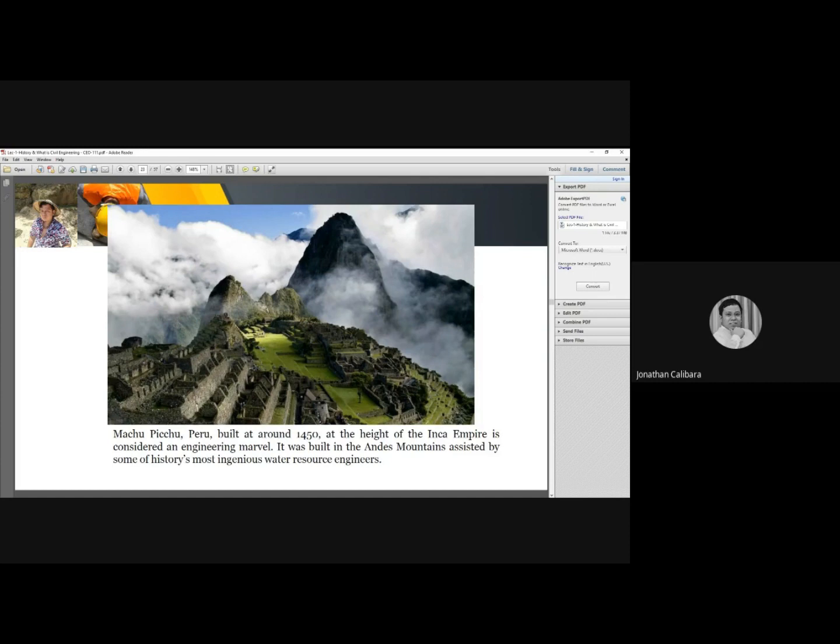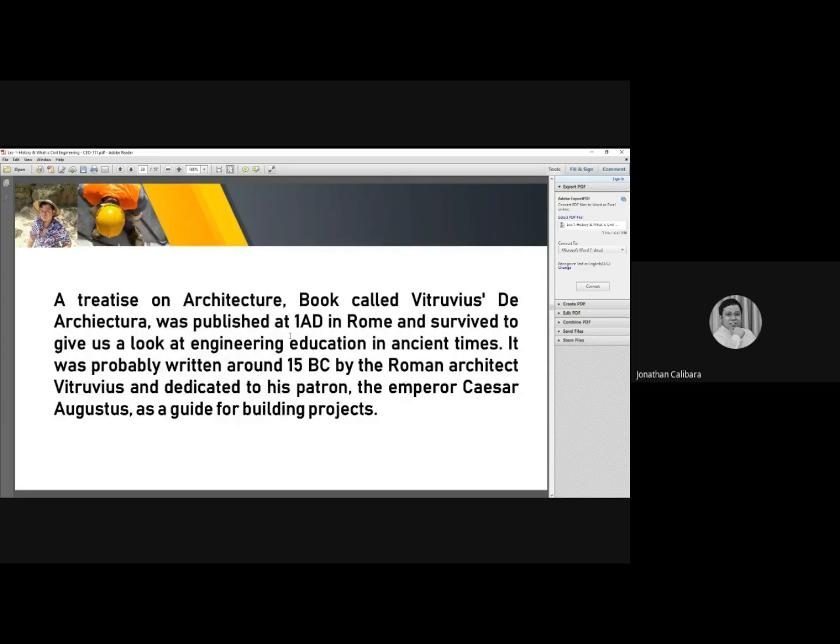And also, for our next slide, a treatise on architecture, a book of architecture. So I am not familiar with this one. It's my first time. It seems this is Roman. This is one of the books used by engineers and architects in ancient times. It was used by the emperor Caesar Augustus as a guide for building projects. It's like a specifications class. So I will try to discuss that one in a millennial form.